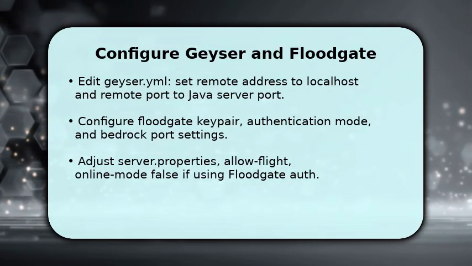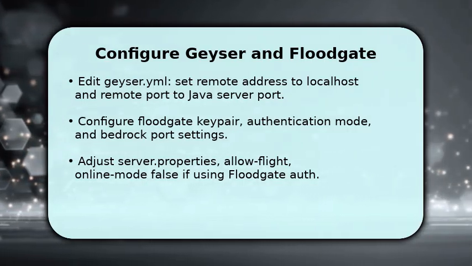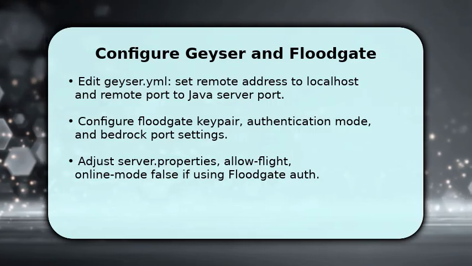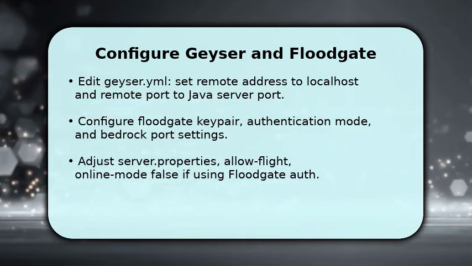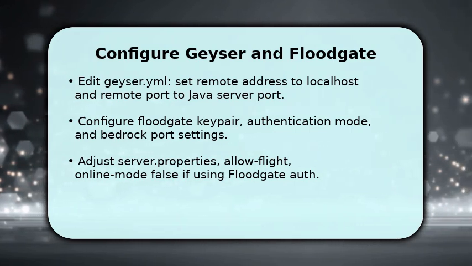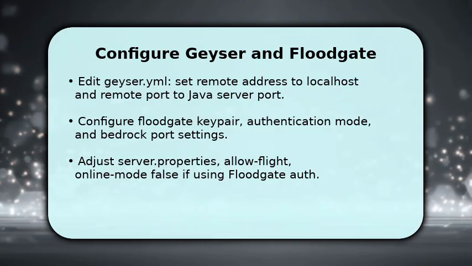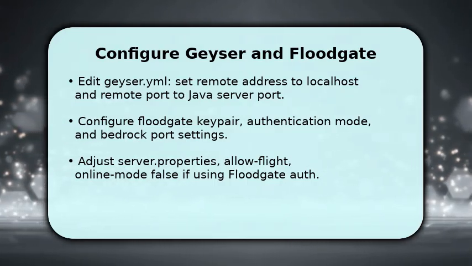Then configure Floodgate, generate and place the key pair, choose authentication mode, Floodgate for offline Java, and set the Bedrock listener port. Once done, tune server.properties. Allow flight and view distance may affect performance. Make sure online mode is false only when Floodgate handles auth, otherwise keep it true.